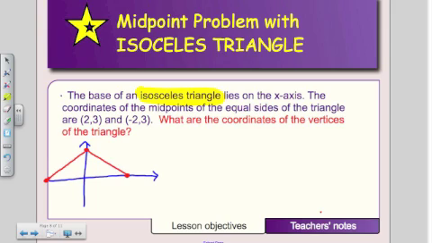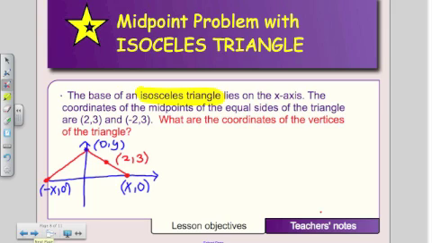So that means this point is going to be x, 0 because it lies on the x-axis. This point is going to be negative x, 0. And if the base lies on the x-axis, the top point of the triangle will be the y-intercept, so 0, y. I don't know the value of my x-intercept or my y-intercept. However, I do know the midpoints of the two equal sides. So one of the midpoints is positive 2, 3.